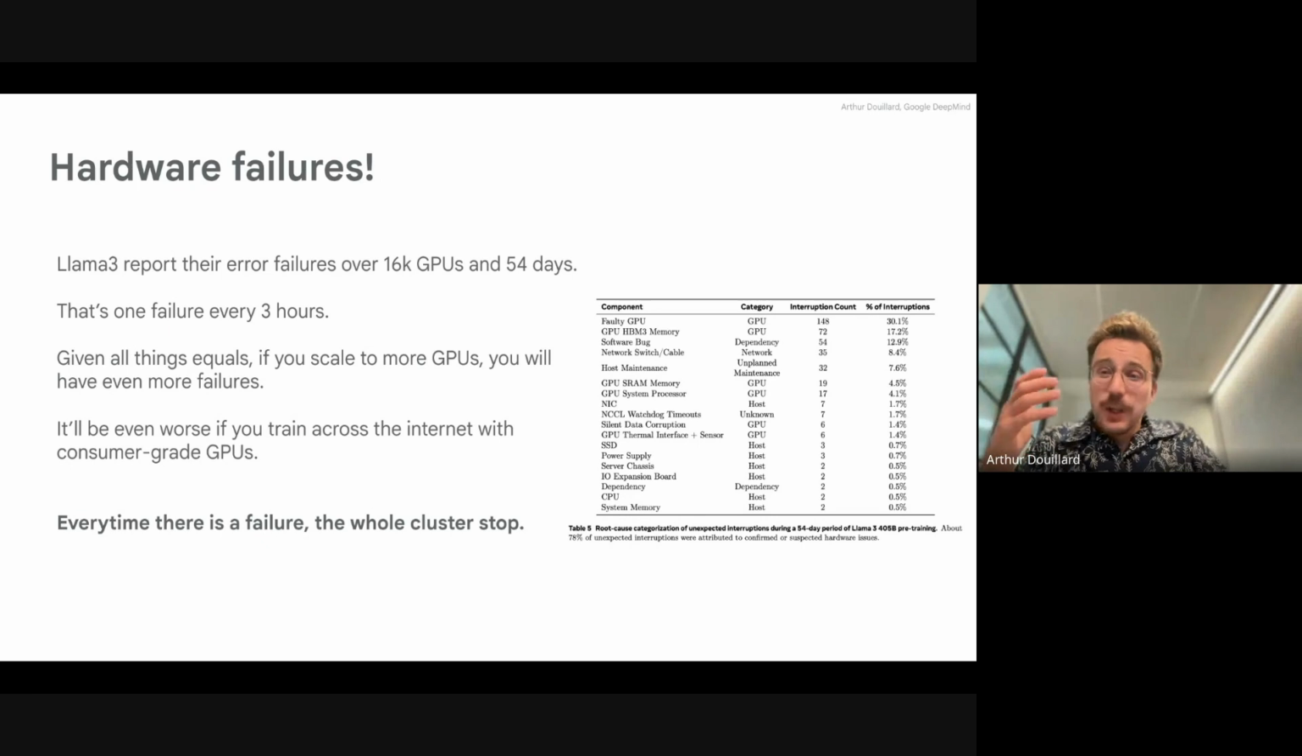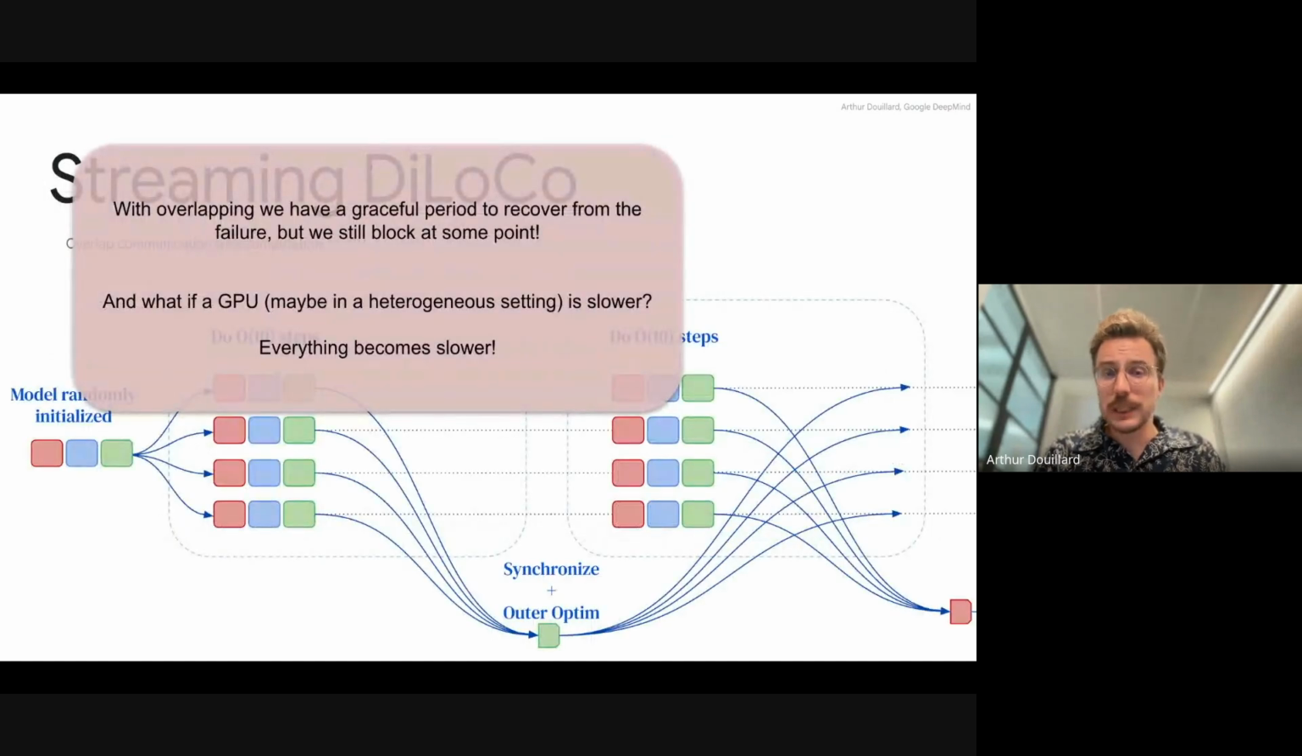It's going to bring the whole training down only maybe for a few minutes, the time you reconfigure the cluster. But if you have too many failures, it's going to take a very big hit on how much GPU and computation you can use. So you want to be resilient to those failures.